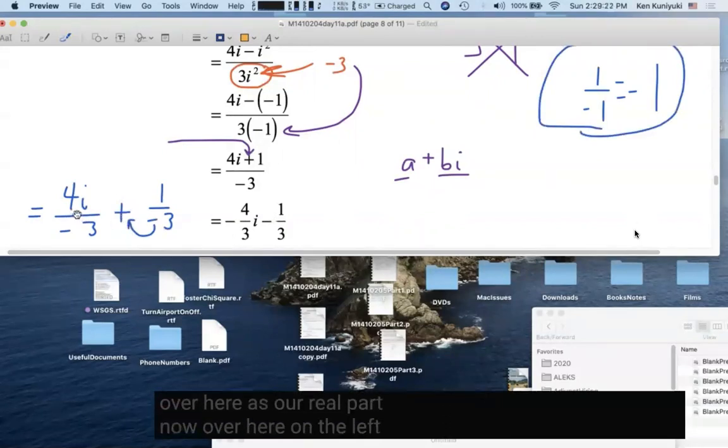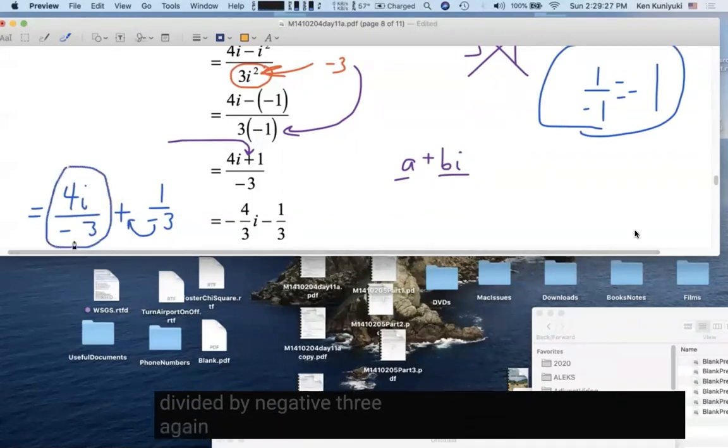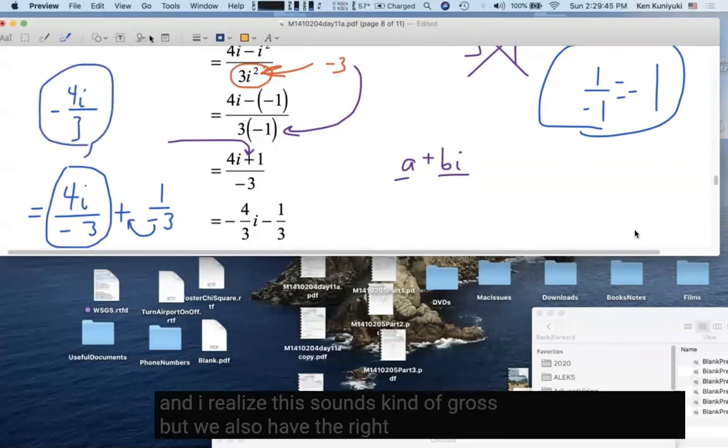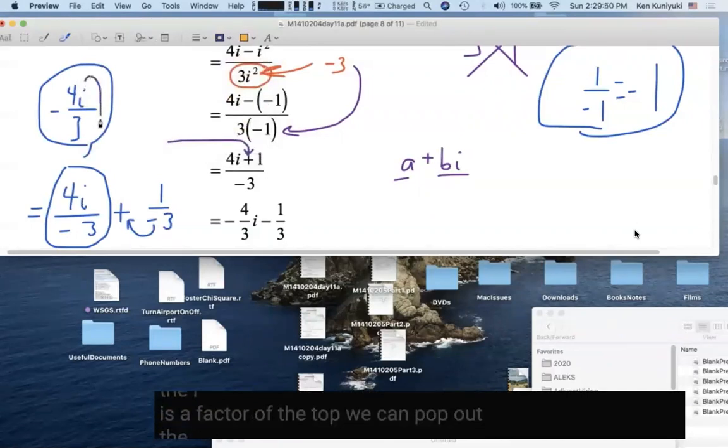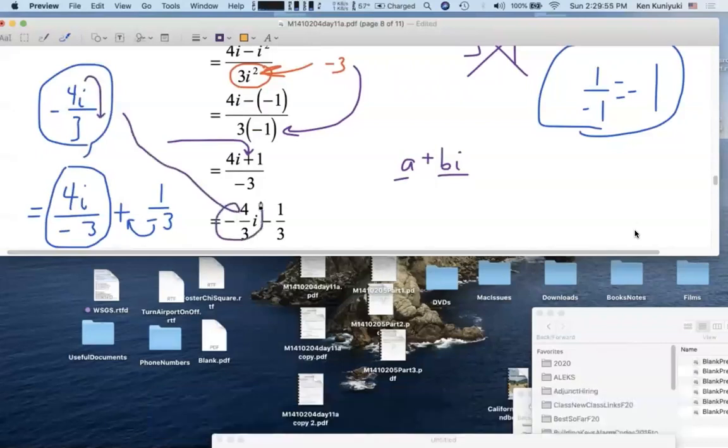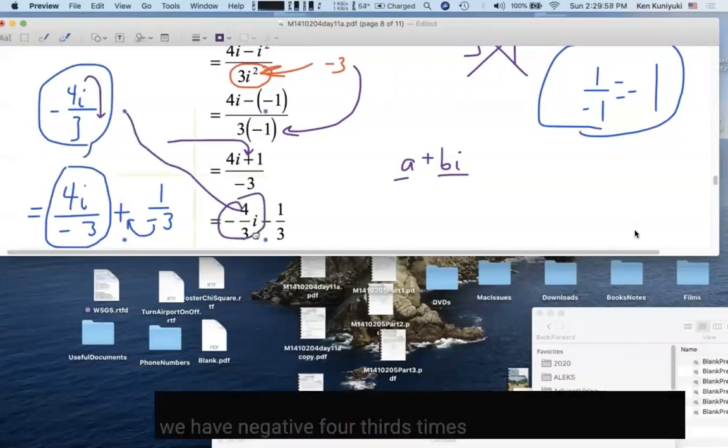Now over here on the left, we have 4i divided by -3. Again, the -1 factor on the bottom, we can pop out outside. So we get -4i over 3. And I realize this sounds kind of gross, but we also have the right to pop out the i. i is a factor of the top. We can pop out the i. So we end up with, over here, we have -4/3 times i.